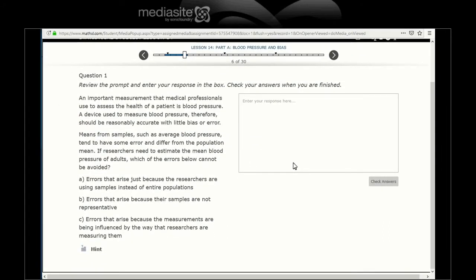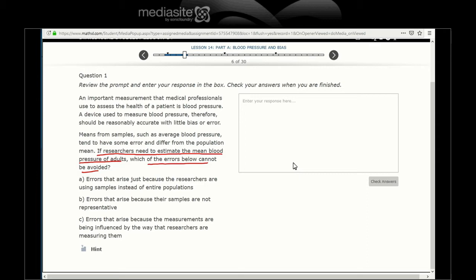An important measurement that medical professionals use to assess the health of a patient is blood pressure. The device used to measure blood pressure, therefore, should be reasonably accurate with little bias or error. Means from samples, such as average blood pressure, tend to have some error and differ from the population mean. If researchers need to estimate the mean blood pressure of adults, which of the errors below cannot be avoided?